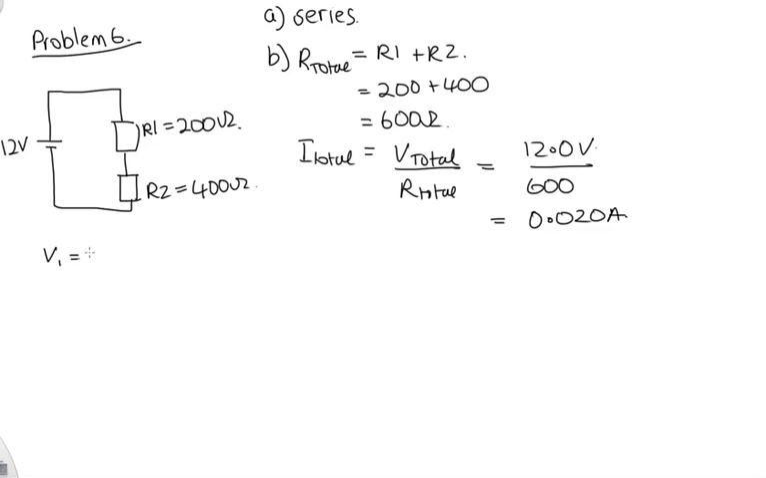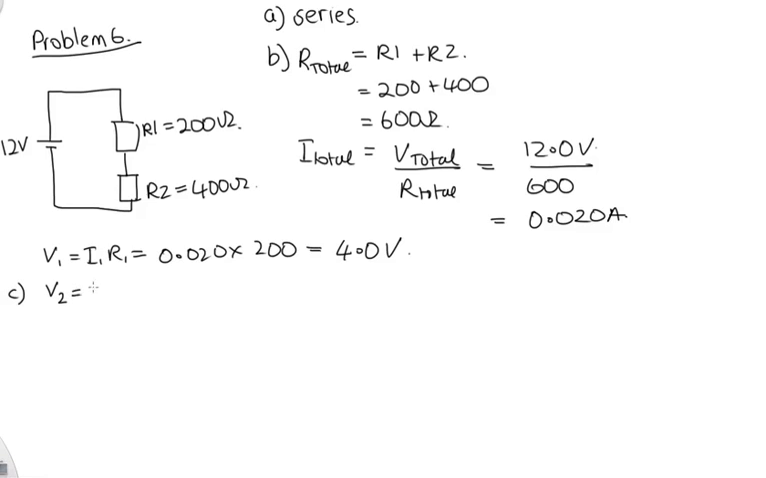So V1 is equal to I1R1. This current flows through everything, so this is 0.020 times 200. Solving that on the calculator, we get 4 volts. So part C asks us to calculate the voltage drop across R2.